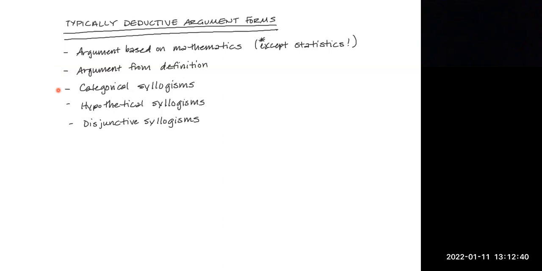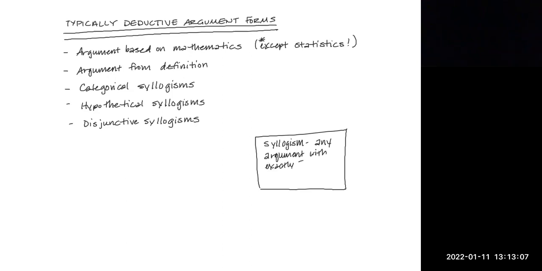The next typically deductive argument are categorical syllogisms. So you might be wondering, what is a syllogism? So let's define it here on the side. A syllogism is any argument with exactly 2 premises and 1 conclusion. That's the definition of a syllogism.